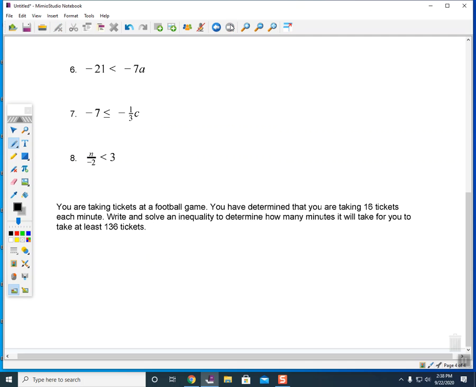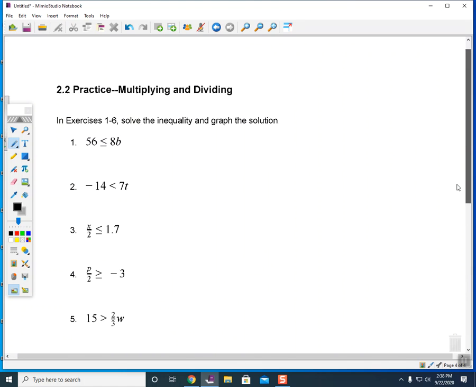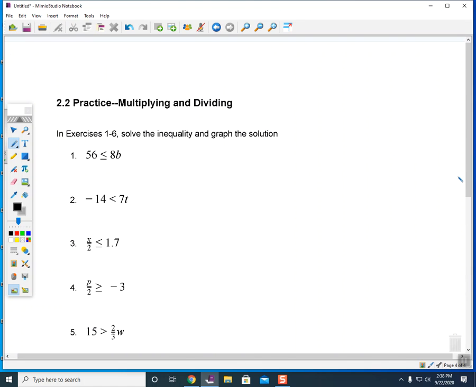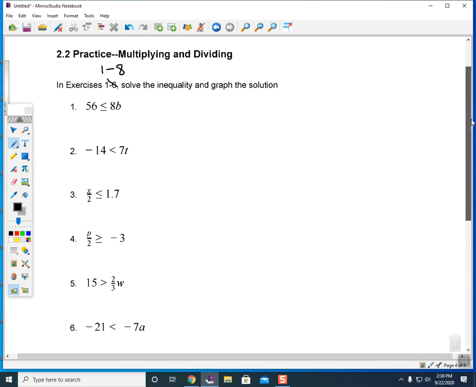On the back side then, I have some multiplying and dividing of negative numbers. So 1 through 6, you're just multiplying and dividing. Oh, I should have said 1 through 8. I didn't change that. So that's 1 through 8. You're doing 8 problems. And then there is one word problem at the bottom.